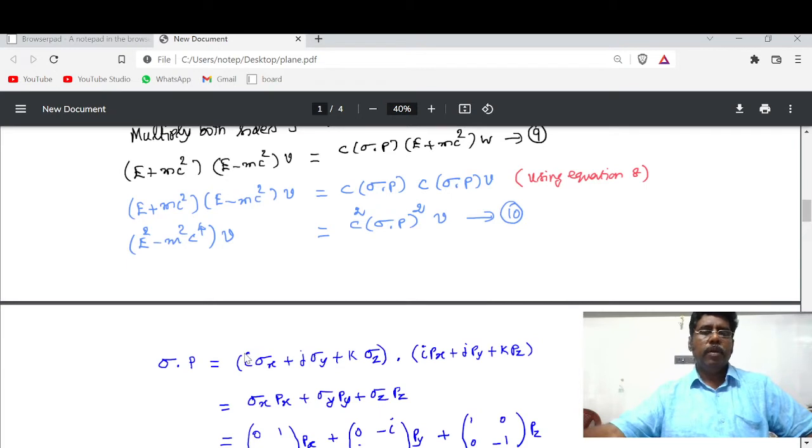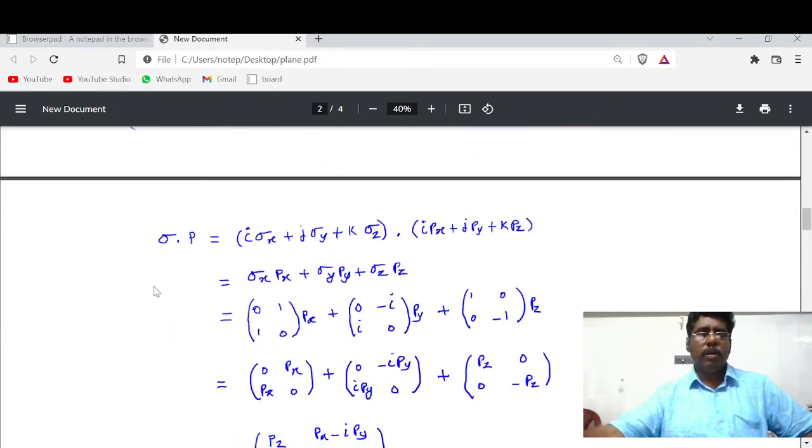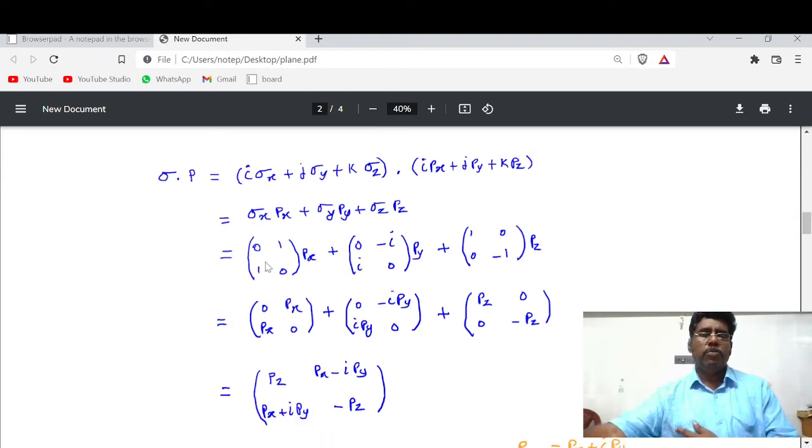Now this is the explanation for σ·p I have given. Then σ equal to iσx plus jσy plus kσz. Then p equal to ipx plus jpy plus kpz. With i·i, j·j, k·k, you can have σx px plus σy py plus σz pz. All other terms are 0. Then I have substituted the value of σx, σy and σz.